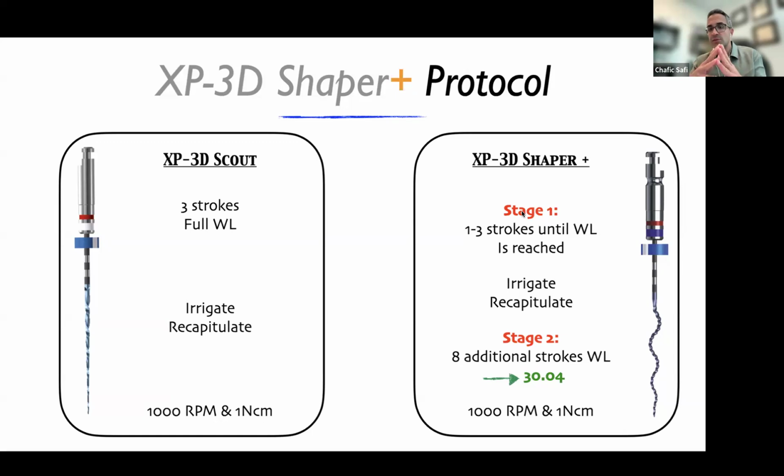Once working length is reached, you irrigate, you recapitulate, and then you're going to take 8 additional strokes down the working length with the XV3D Shaper Plus in order to confer on the canal a size 30 and a taper 4%. And of course, it's going to be used at 1000 RPM and 1 Newton centimeter, the same settings as the XV3D Scout. Hence, you don't have to worry about changing the speed or the torque.